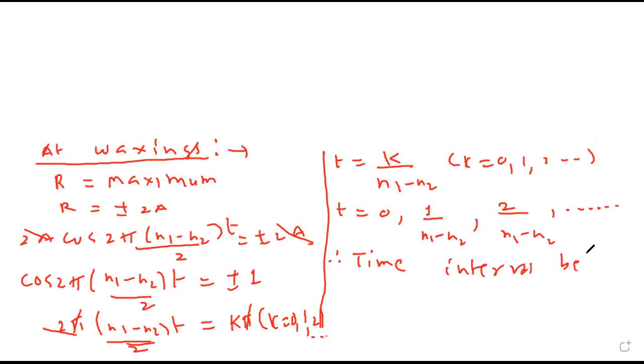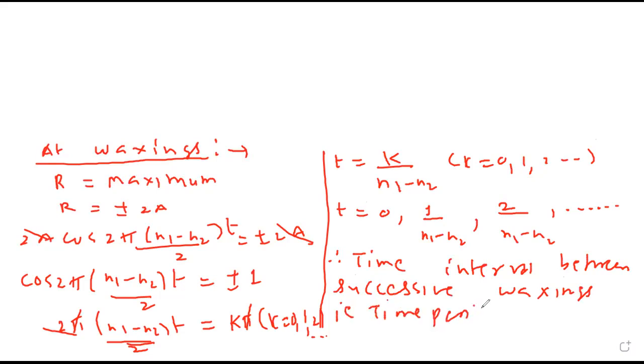Therefore, the time interval between successive waxings, that is the time period, equals the difference between two waxings, which is 1 upon (n1 minus n2). So the beat frequency will be the reciprocal, n1 minus n2. Are you clear now? Yes, sir. Right, for waxing. Then for waning I am proving.